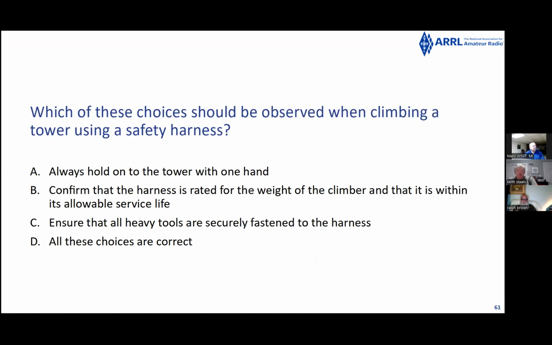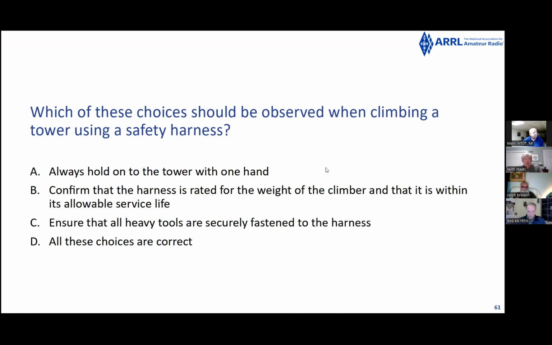Which of these choices should be observed when climbing a tower using a safety harness? Always hold on to the tower with one hand. Confirm that the harness is rated for the weight of the climber and it is within its allowable service life. Ensure that all heavy tools are securely fastened to the harness. All these choices are correct.